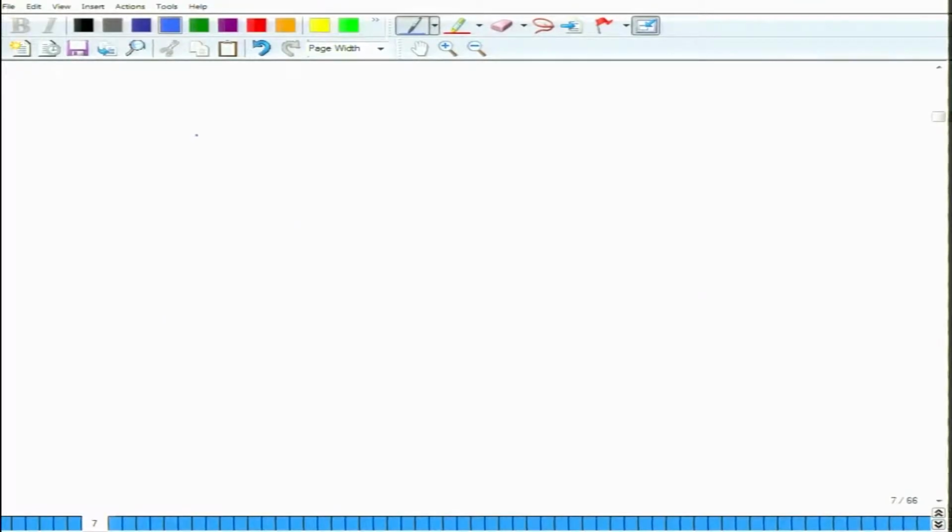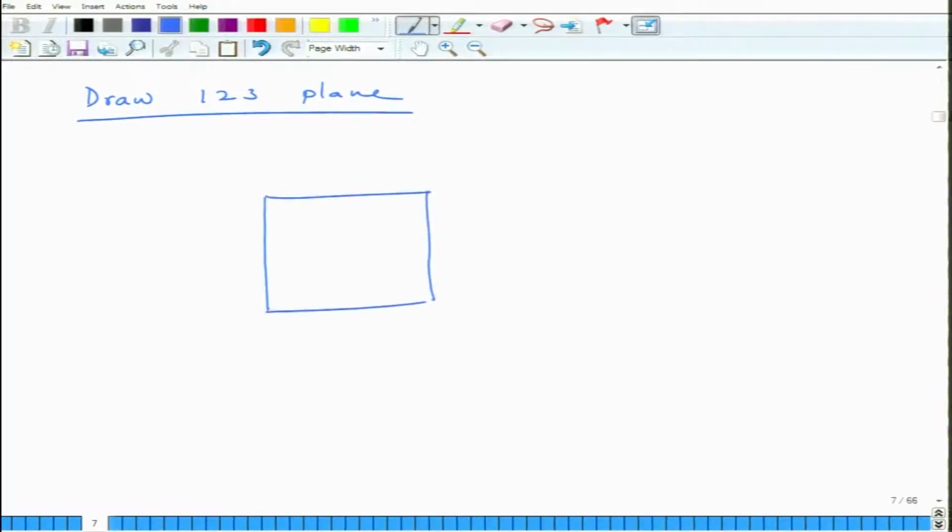So, if I ask you now to do the reverse exercise, let us say I ask you to draw the 1, 2, 3 plane. I draw a unit cell. Now, here the choice of origin is very important, how you choose the origin, that is very important.